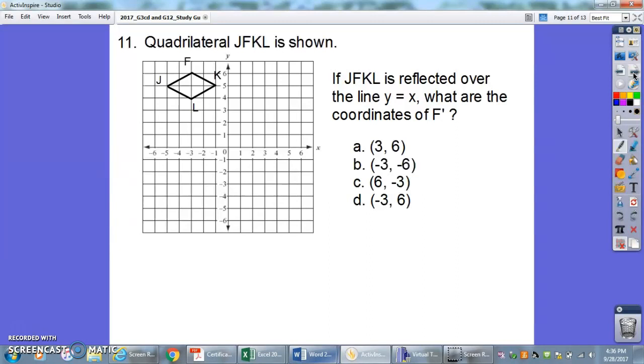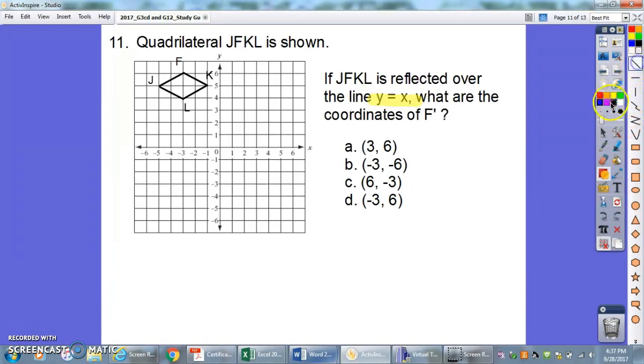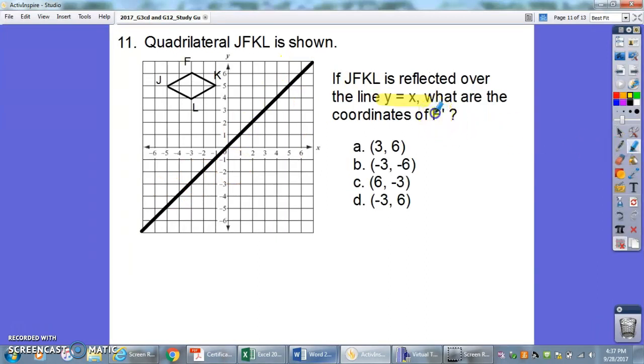The second to last question, we are reflecting over the line y equals x. So step 1 is to graph the line y equals x. So it is a positive slope. It crosses right through the center, and the slope is 1. So you can see how it has a slope of 1 going up 1 over 1, up 1 over 1, and so forth. So go ahead and highlight what point you're reflecting.